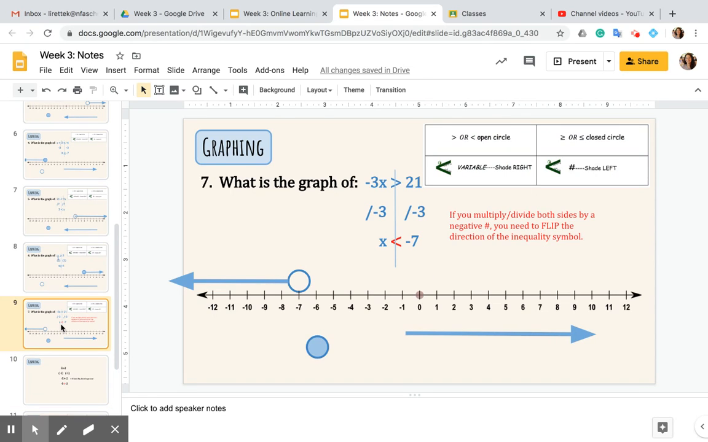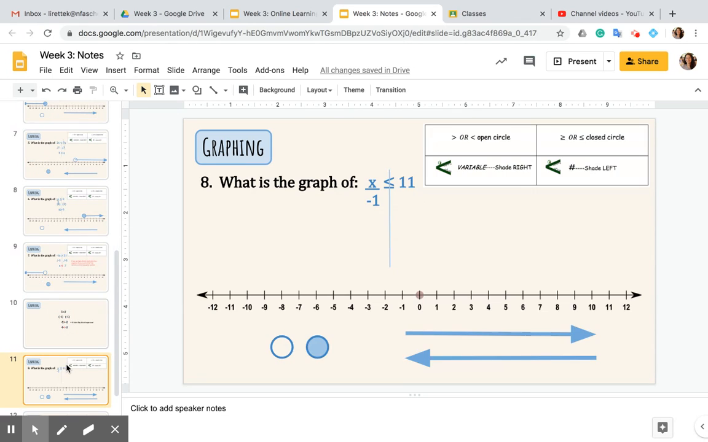So really the only trick that we're going to have to worry about that's different for inequalities versus equations is, well, one, we're going to have to graph our final answer. And two, if we multiply or divide both sides by a negative, we got to flip the symbol, okay?